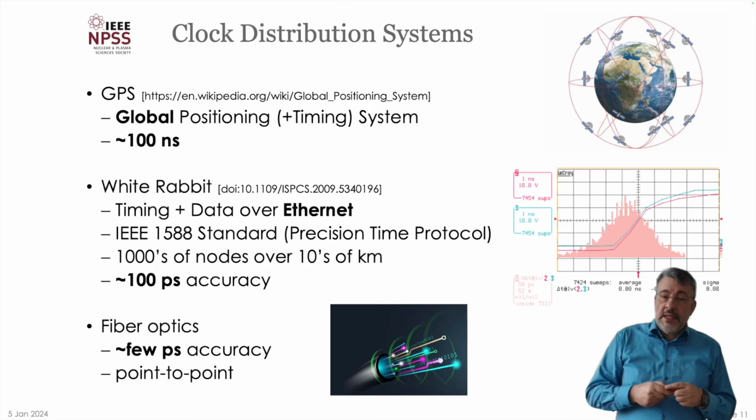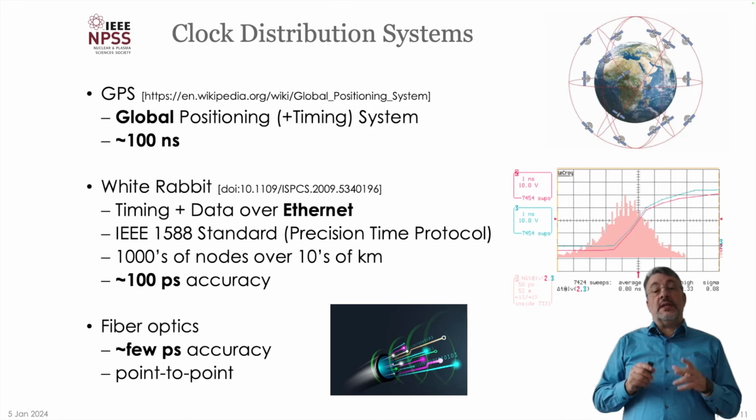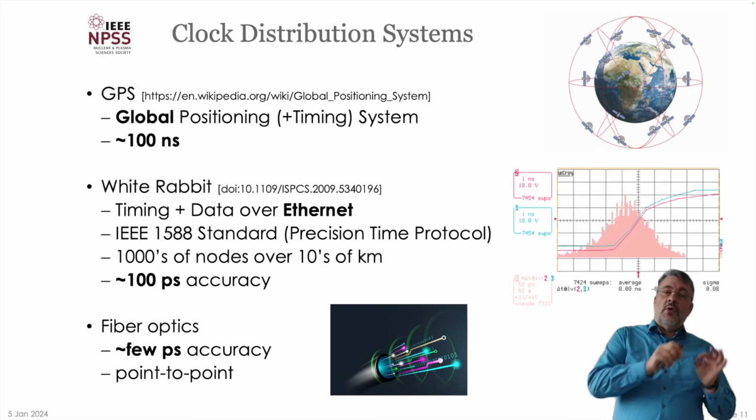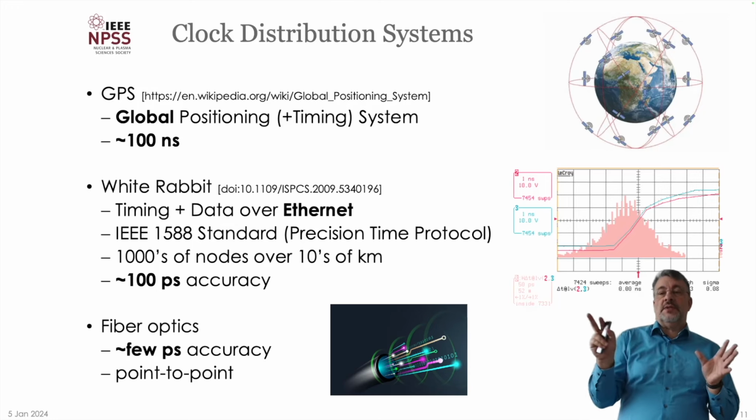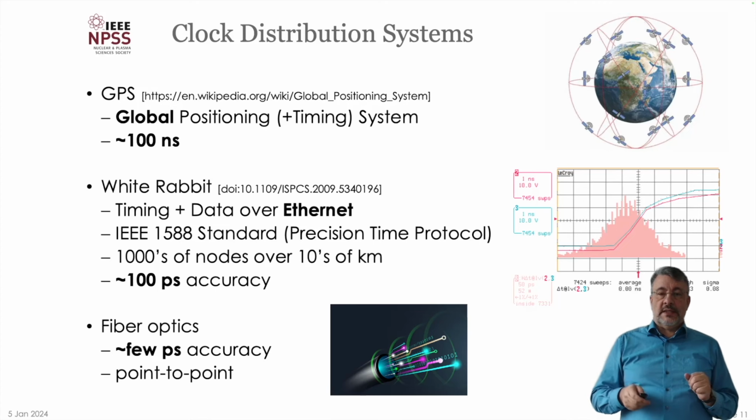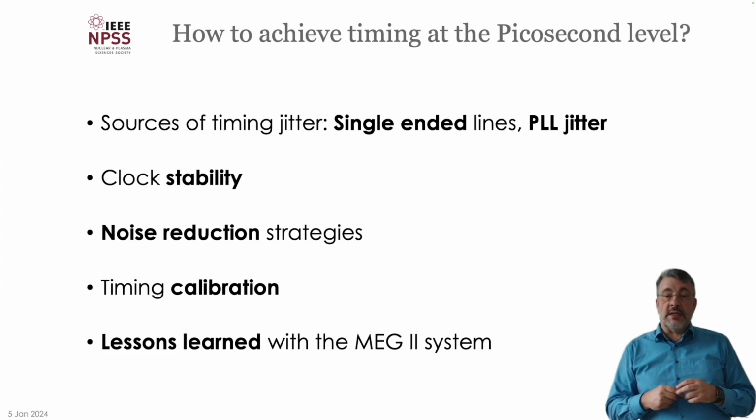You also have fiber optics, and fiber optics can give you timing down to a few picoseconds, but the fiber only works point to point, so you still need some kind of distribution of the clock to many channels. So how to achieve timing at the picosecond level?